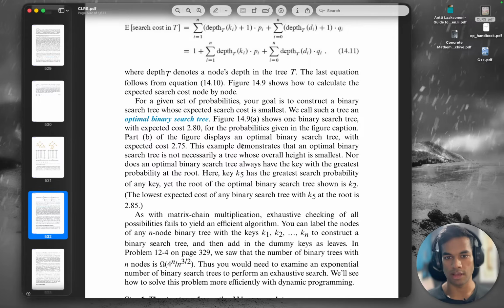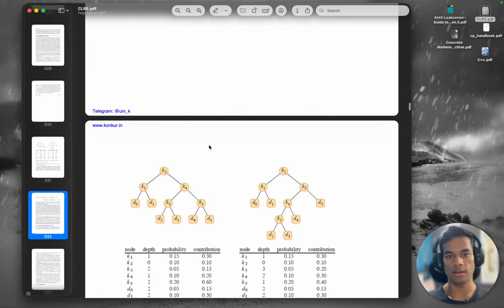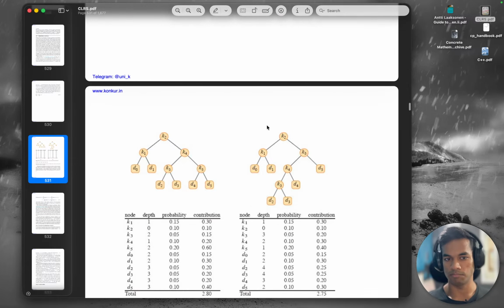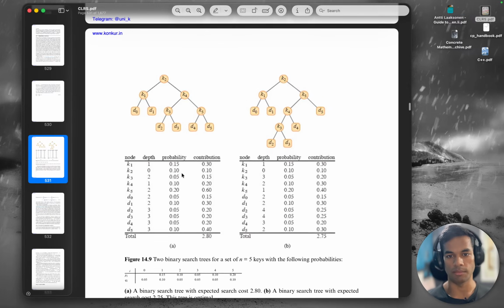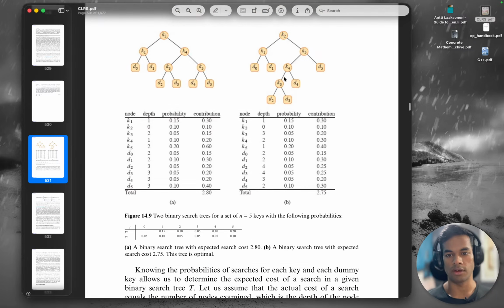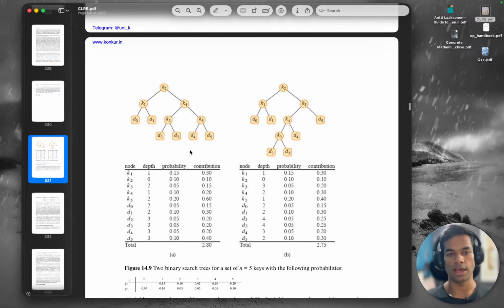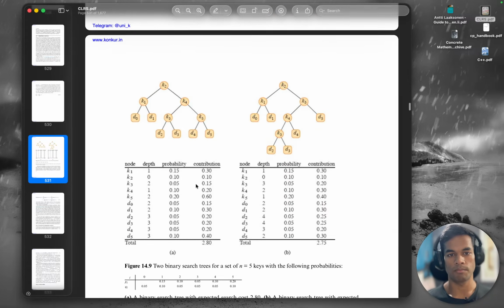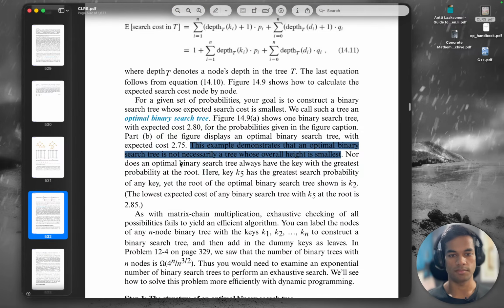This example demonstrates that an optimal binary search tree is not necessarily a tree whose overall height is smallest. Okay, yes, that makes sense because the second tree has a higher height overall, and this one has a lower depth overall, and the difference is by one level. But still, this one has a lower cost, this one has a higher cost. The expected values are different.